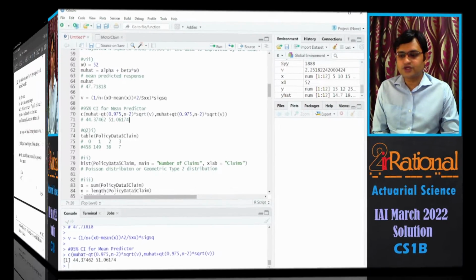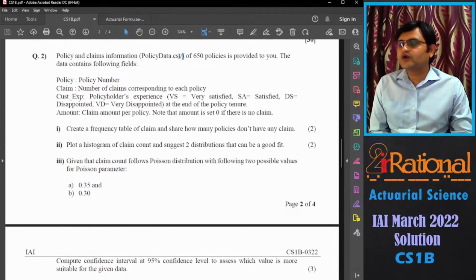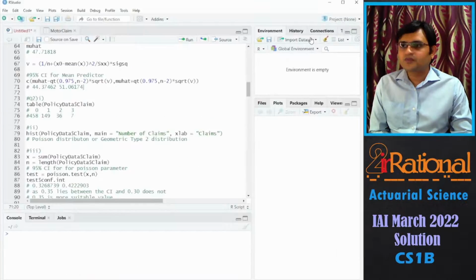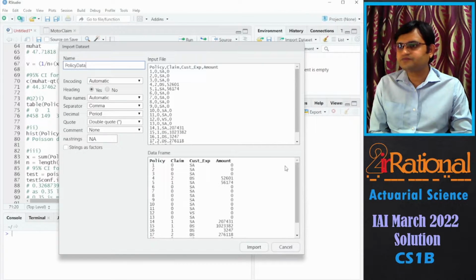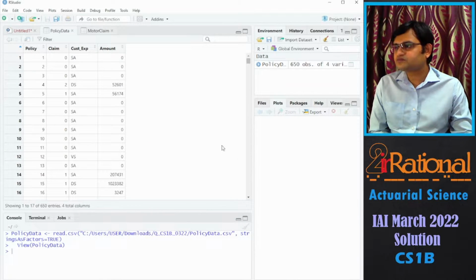Let's go to question number 2. For question number 2, we are going to see policy data CSV, import these files, and we want policy data. Okay. So it seems okay. Now I always prefer to make strings as factors, although I have never seen that being a problem when we are actually using it in R programming, but it should be factors because we always take them as factors. Import. Now this is our data: policy, claim, customer, something and amount.